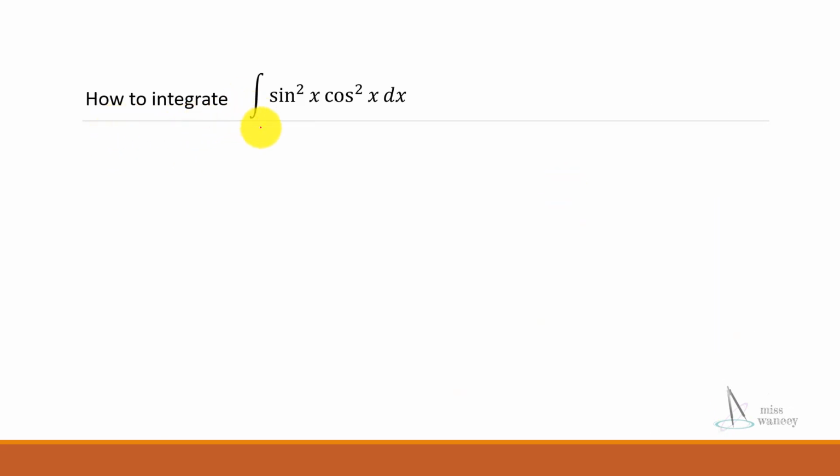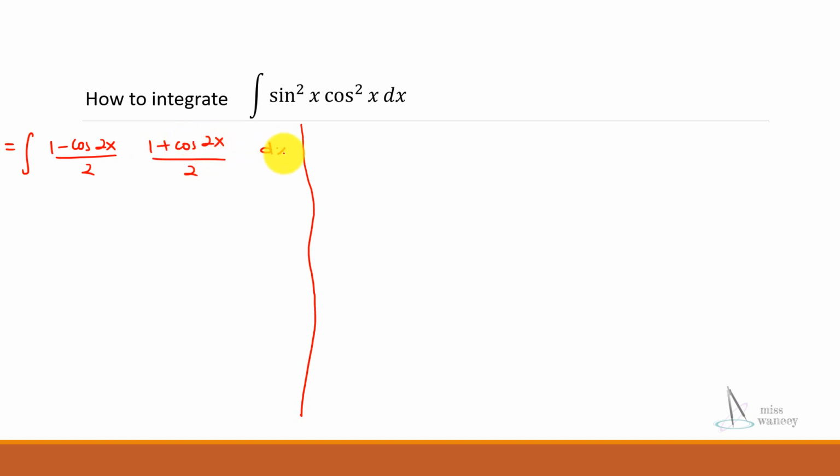Okay, so how do we integrate sine square of x, cos square of x dx? So actually we have two different methods to integrate this. So the first one is we change both of them by using the double angle formula. So integrate 1 minus cos 2x over 2, and then another one is 1 plus cos 2x over 2, and then of course dx. So multiplication, you must put them inside a bracket. So simplify a little bit, 2 and 2, it can become 1 over 4. Integrate, then you can expand the bracket. It will become 1 minus cos square of 2x dx.